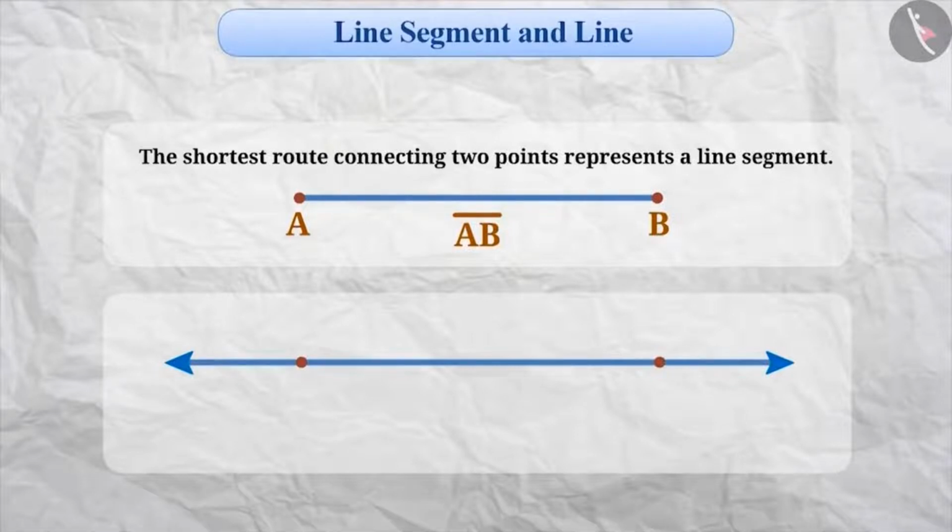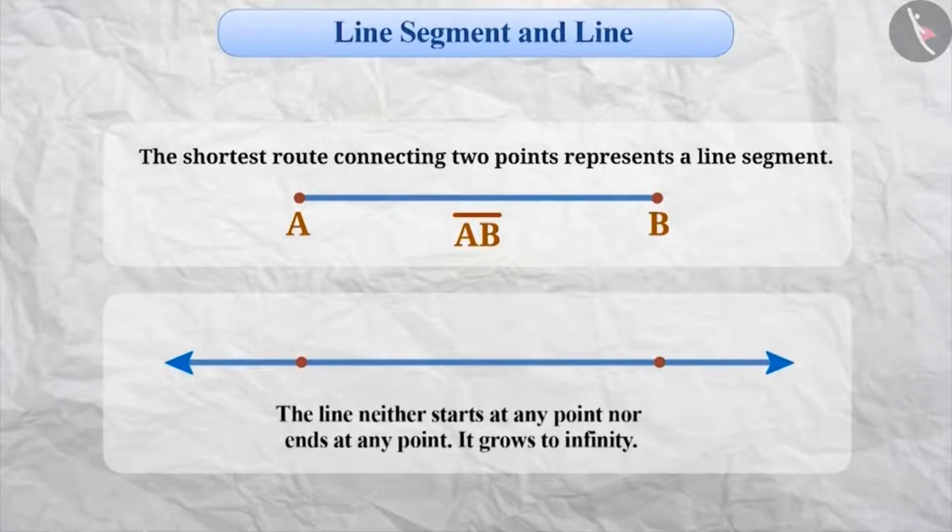We can say that a line neither starts at a point nor does it end at a point. It increases infinitely, which is represented by an arrow mark on both the ends. Can you tell what we can name this line? Think for a while.